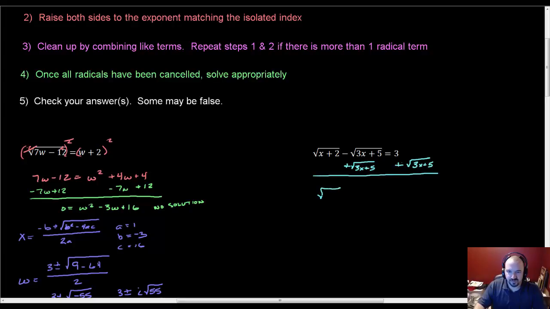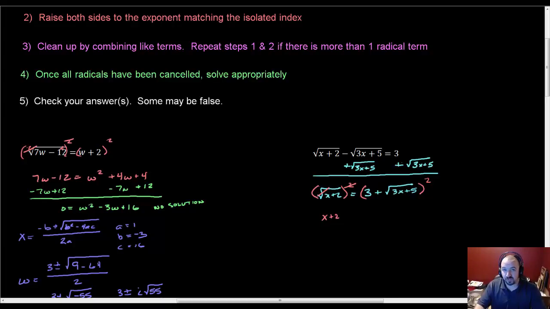And that leaves me with the square root of x plus 2 is equal to 3 plus the square root of 3x plus 5. Now, go ahead and raise both sides to the square. And when I say this, I mean both sides, the entire right side. This radical cancels that square, leaving me with x plus 2. This other side you have to be extremely careful on.